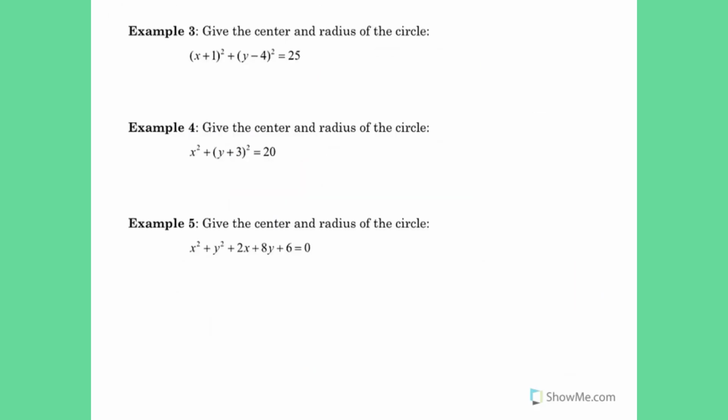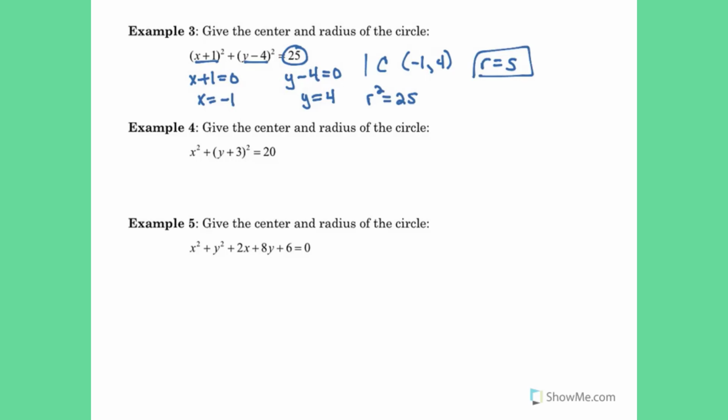So now we're asked to go backwards. Give the center and radius of the circle. So you can set those equal to 0 if that helps. So my X coordinate of my center is negative 1. My Y coordinate is 4. So my center is negative 1, 4. Remember, this is R squared. So you have to take the square root, and you only have to worry about the positive because it's a distance. So that's your center, that's your radius.